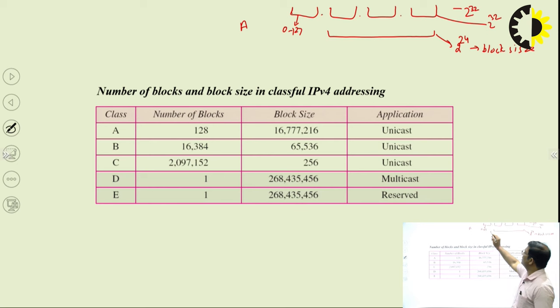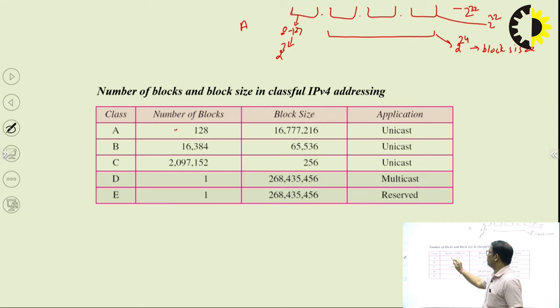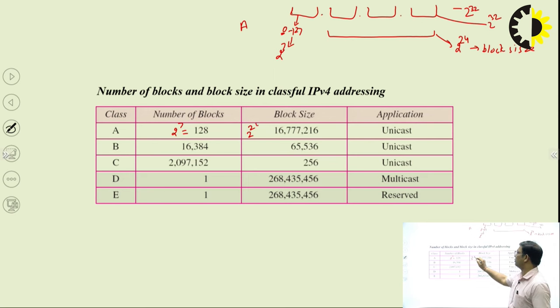Similarly, in this category, the total number of bits is 8, but the first digit is fixed. First digit 0 is fixed. The rest 7 bits can be changed. So the number of blocks can be 2 to the power 7, not 8, 2 to the power 7 blocks. So our number of blocks is 2 to the power 7, 128, and the block size is 2 to the power of the remaining 24 bits, so 2 to the power 24. That is the block size.